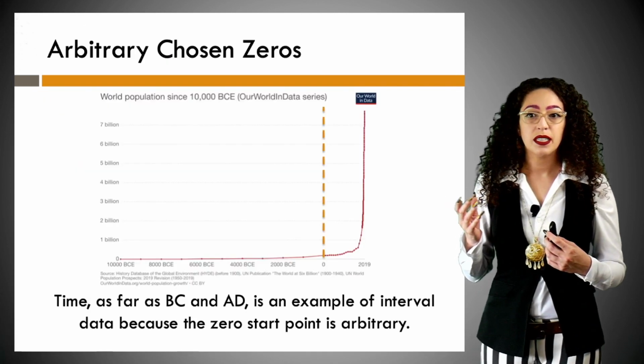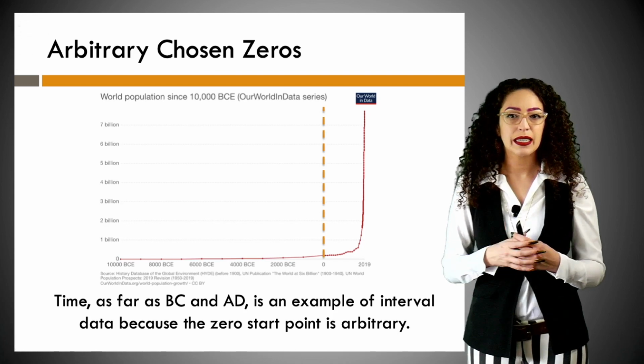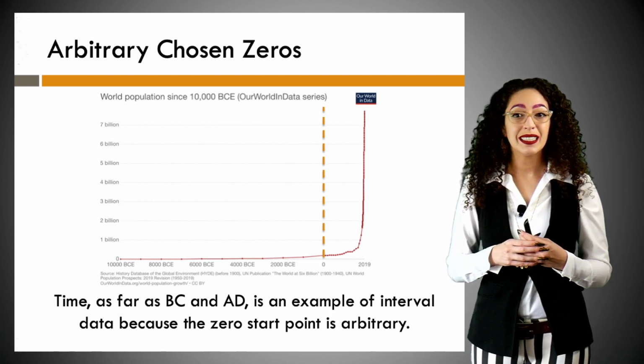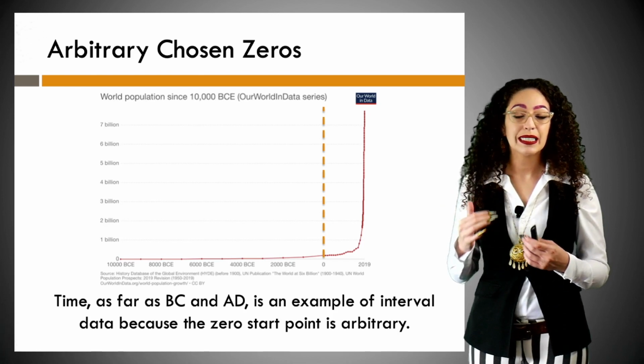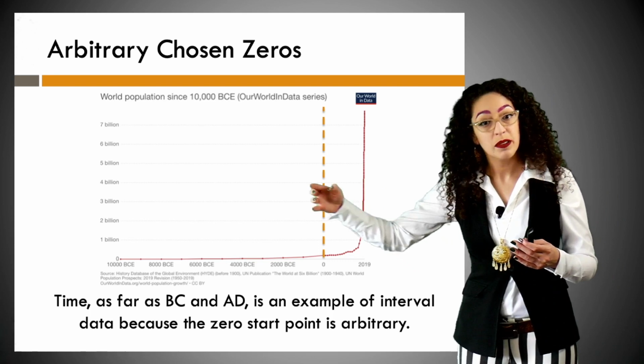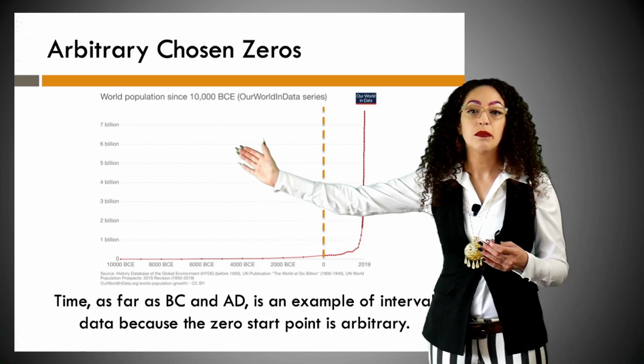Some examples: time as far as BC and AD, and I guess we don't really talk about it that way anymore, is an example of interval data because the 0, the start point, is technically arbitrary. It's not the beginning of time. There was time before the birth of Christ, so there was still time before that.